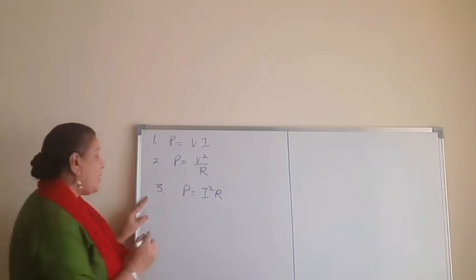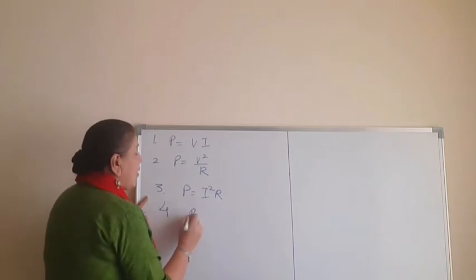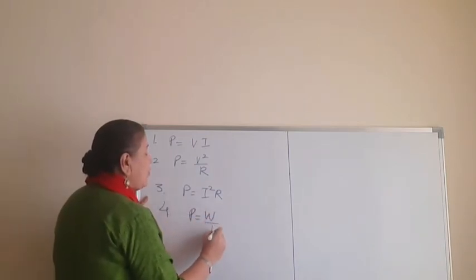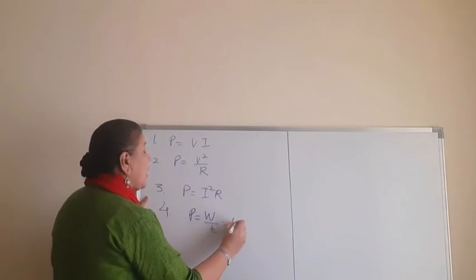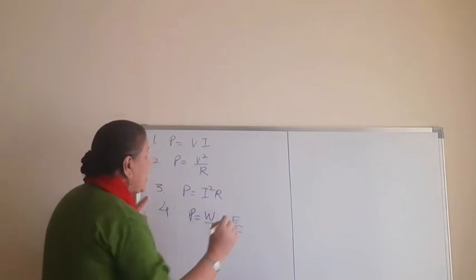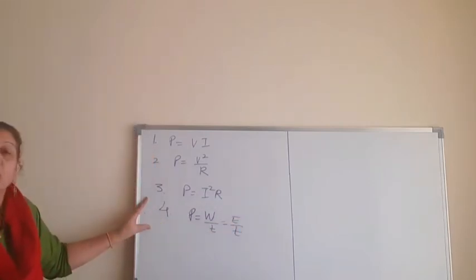In one of the numericals, I'll be using the formula P is equal to W by T, rate of doing work, or energy consumed by time. So these 4 formulae we are going to use in the numerical problems.